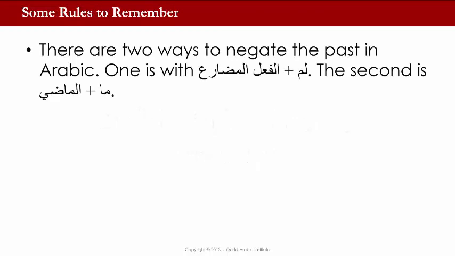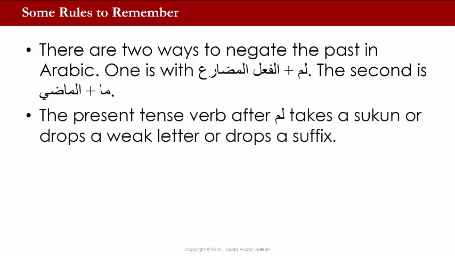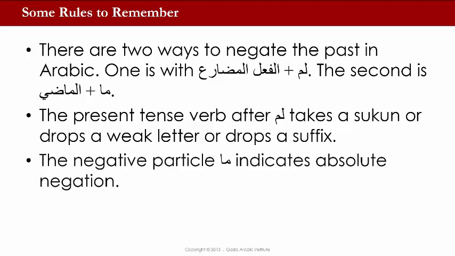So here are some rules to remember. There are two ways to negate the past in Arabic. One is with lam plus al-fi'l al-mudari'. The second is ma plus al-madi. The present tense verb after lam takes a sukoon or drops a weak letter or drops a suffix to indicate the majzoom case. The negative particle ma indicates absolute negation.